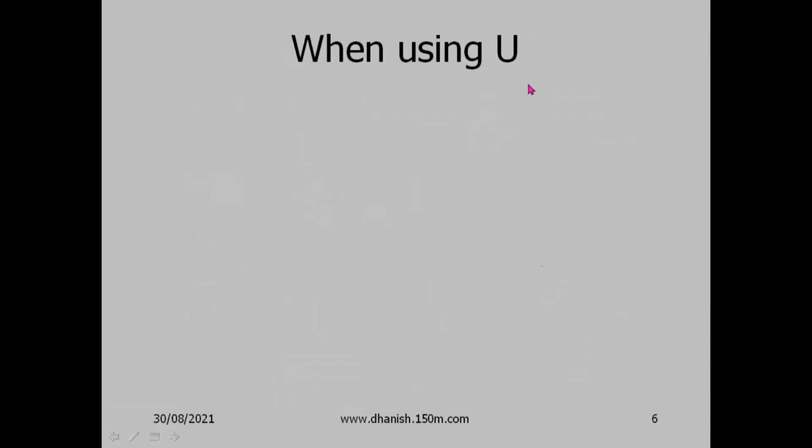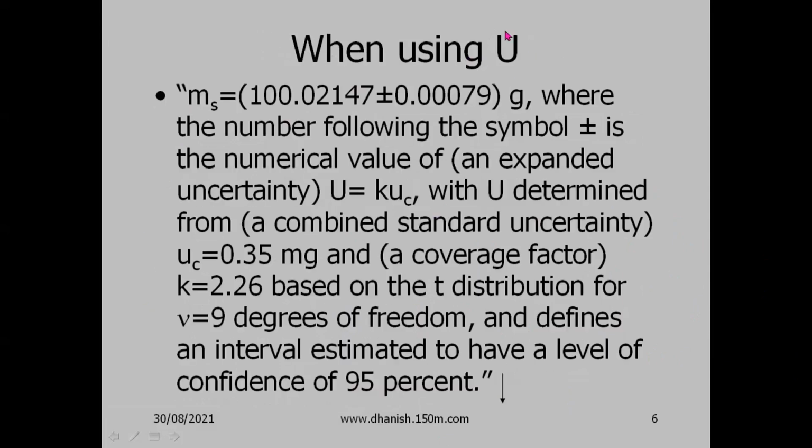Then when using coverage interval, or expanded uncertainty, that is used to calculate the coverage interval plus or minus capital U. So ms equal to 100.02147 plus or minus 0.00079 gram. So 35 has become 79. Where the number following the symbol plus minus is the numerical value of an expanded uncertainty, capital U equal to k into uc.